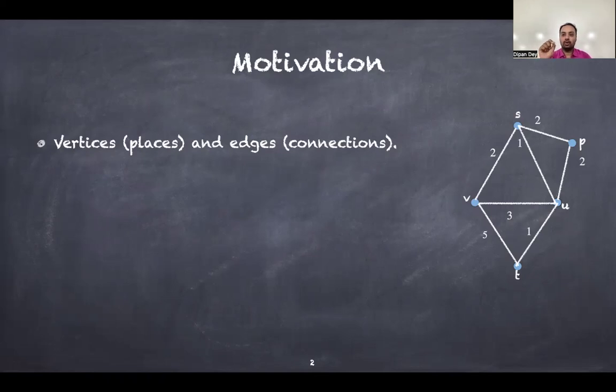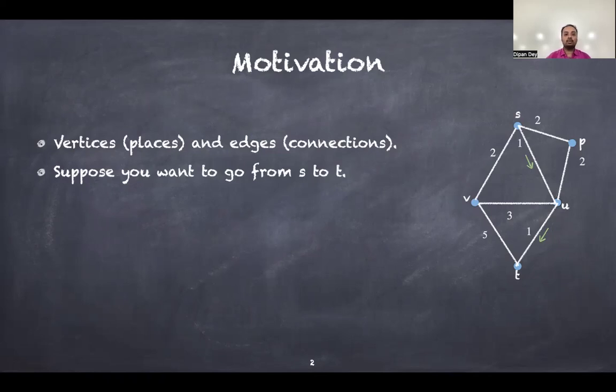So if you want to go from s to u, use the connection from s to u, then the distance traveled is 1 unit, and s to v distance traveled is 2 units, and so on. In this way you can get the shortest distance between any 2 points. Suppose you want to go from s to t, then the shortest path will be: you go from s to u and then u to t.